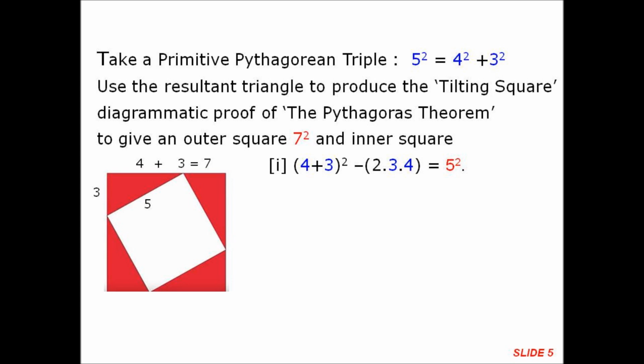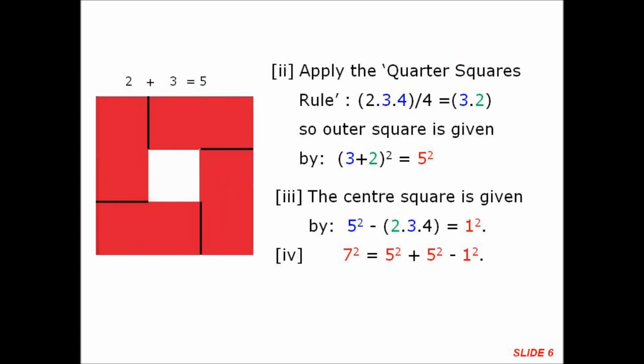If we divide the area of the two rectangles formed by the diagrammatic proof of the Pythagoras theorem by 4, we have 4 smaller rectangles that form the square for one of the proofs for the quarter squares rule. The sum of the two sides of one of the rectangles adds to give the side of the outer square. Subtracting the combined area of the 4 rectangles from that of the outer square gives the area of the inner square.